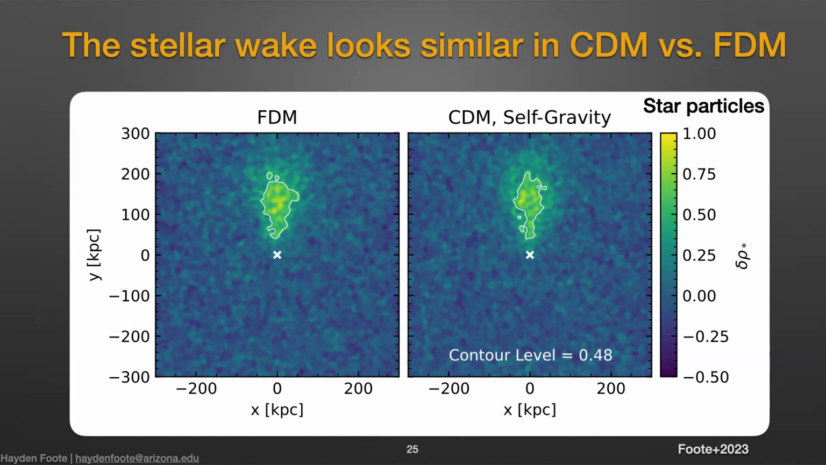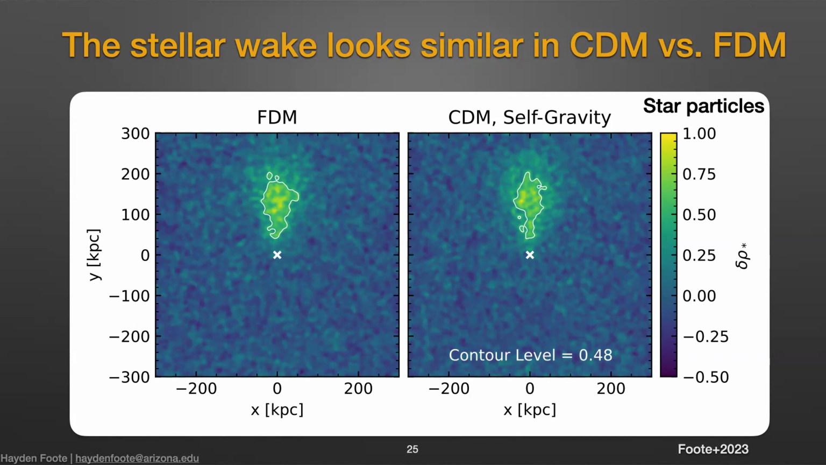So when you're saying self-gravity, the dark matter particles are allowed to interact with each other, and the star particles feel the effects of the dark matter, but not each other. Correct. And then when I say no self-gravity, all of the particles are test particles, they only feel the LMC.